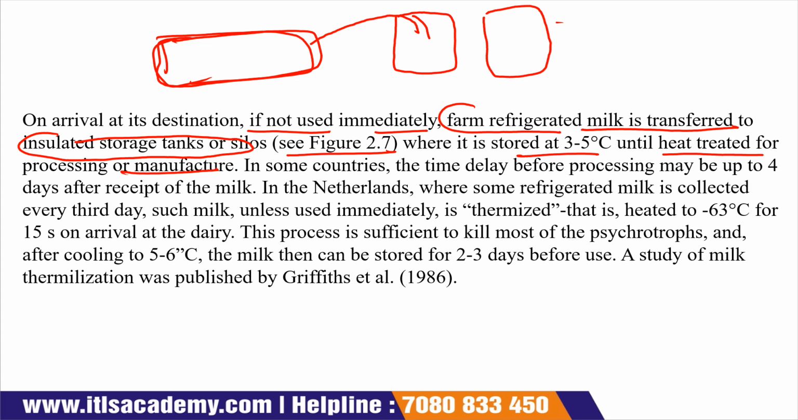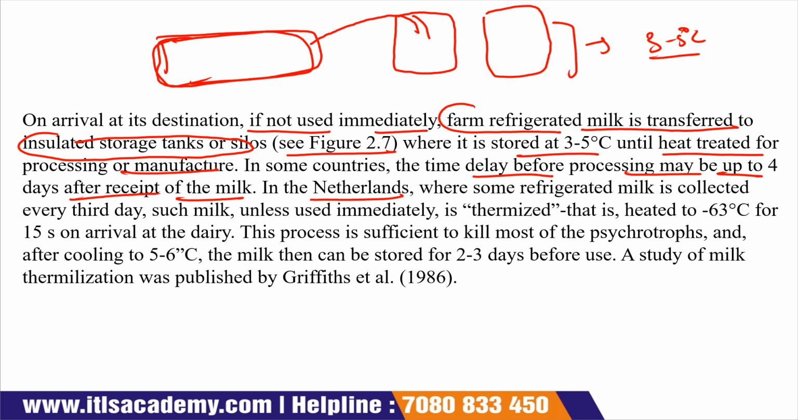This insulated tank has a temperature range between 3 to 5 degrees Celsius. Here the milk is stored before the heat treatment or processing is started. In some countries the time delay before processing may be up to 4 days after the receipt of the milk. So in some countries processing will start up to 4 days after receipt of milk.